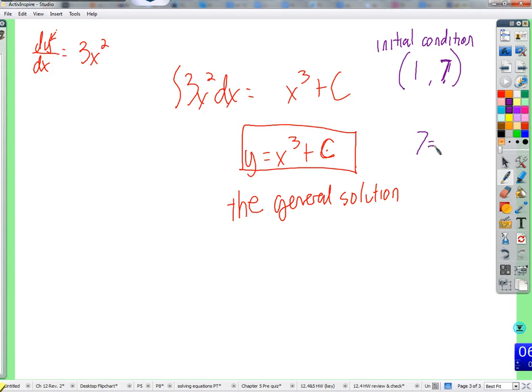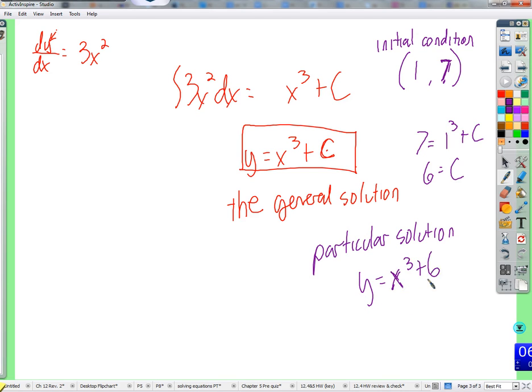7 equals 1 cubed plus C. 1 cubed is 1. 6 equals C. So the particular solution is... What's the particular solution to this differential equation? Y equals x cubed plus 6.